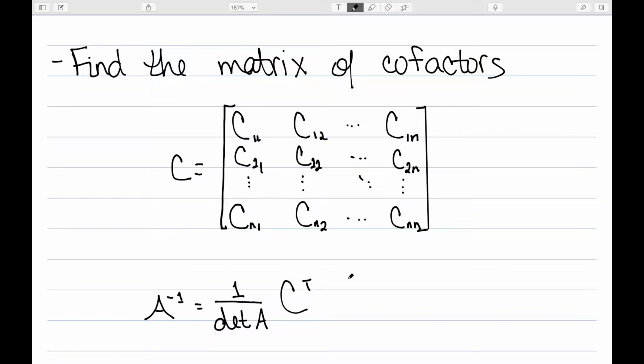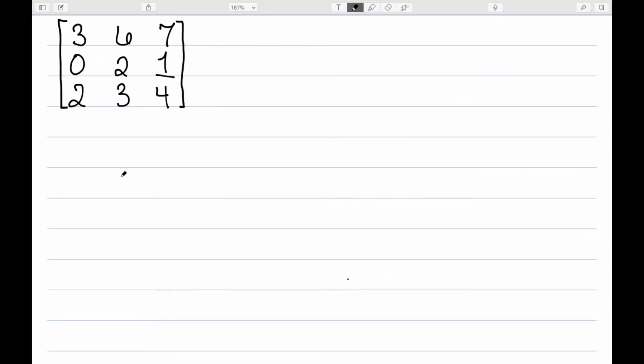So we need to be able to find our matrix of cofactors, transpose it, and then multiply by 1 over the determinant. Let's look at an example of this. Here's the matrix I want to find the inverse for, and I'm going to start by finding this cofactor matrix. As we find cofactors, we want the first one, so we're going to delete the first row and first column, and then we take the determinant of what's left. 2, 1, 3, and 4.